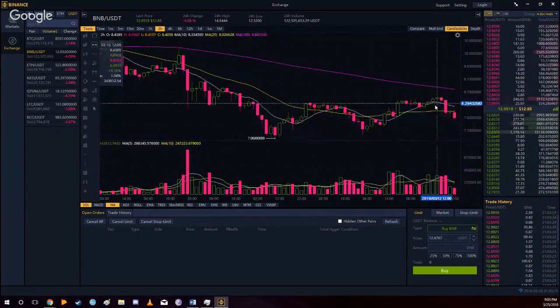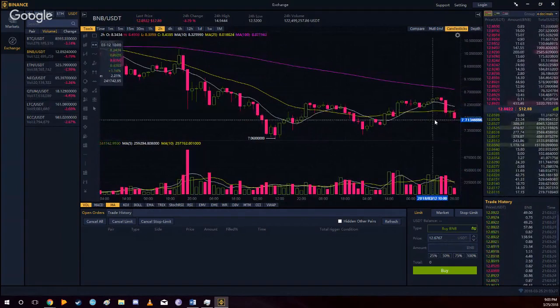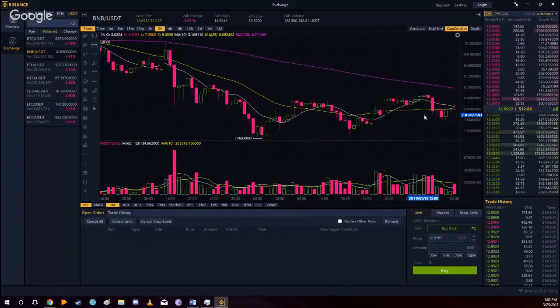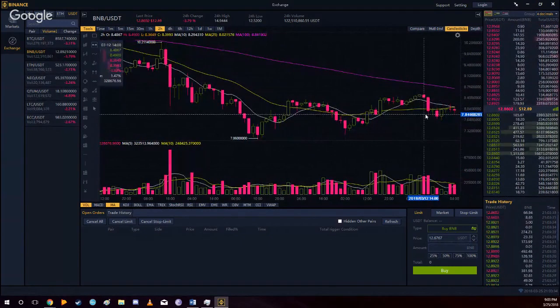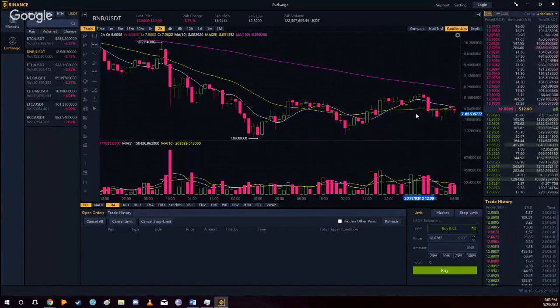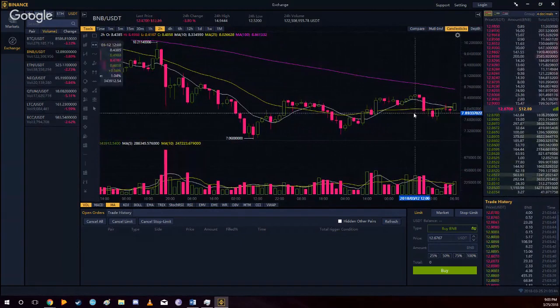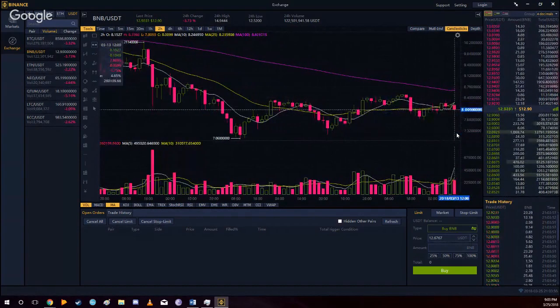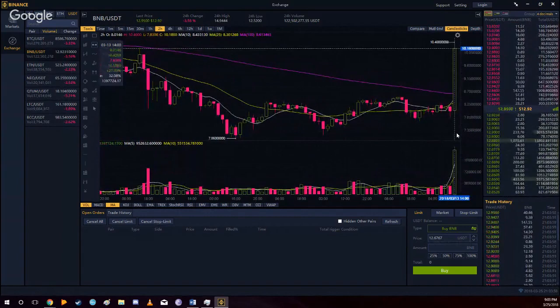Now here we can see some panic because it broke the MA25, but it didn't bounce back too much from it. It's still stuck in the MA25. So that's a good sign. That means it tries to push through it. It's not rejected by it, and it pushed right here to it, staying on it, and wow, whoa!